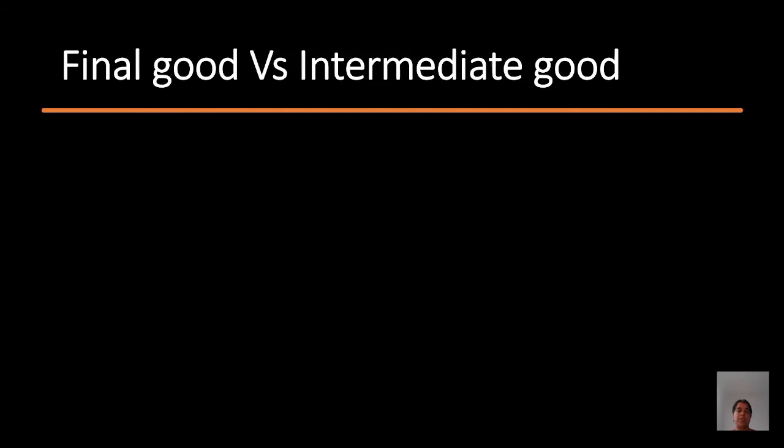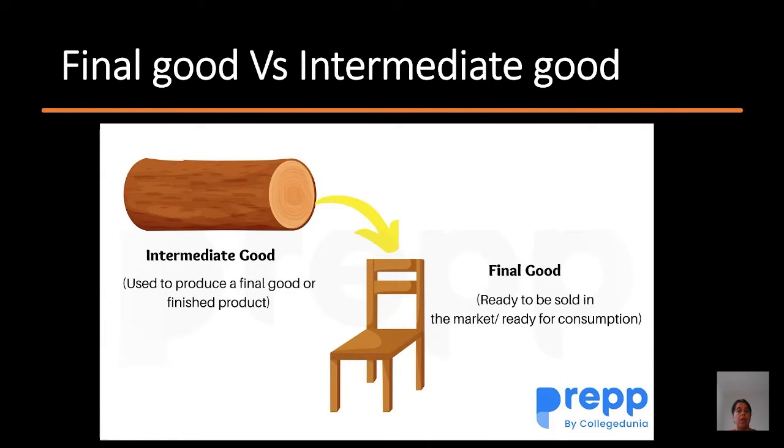Now let's first discuss the first concept, which is the difference between final goods and intermediate goods. Now, what is a final good? A final good or consumer good is a final product which is ready for sale that will be used by the consumer to satisfy their current want or need.